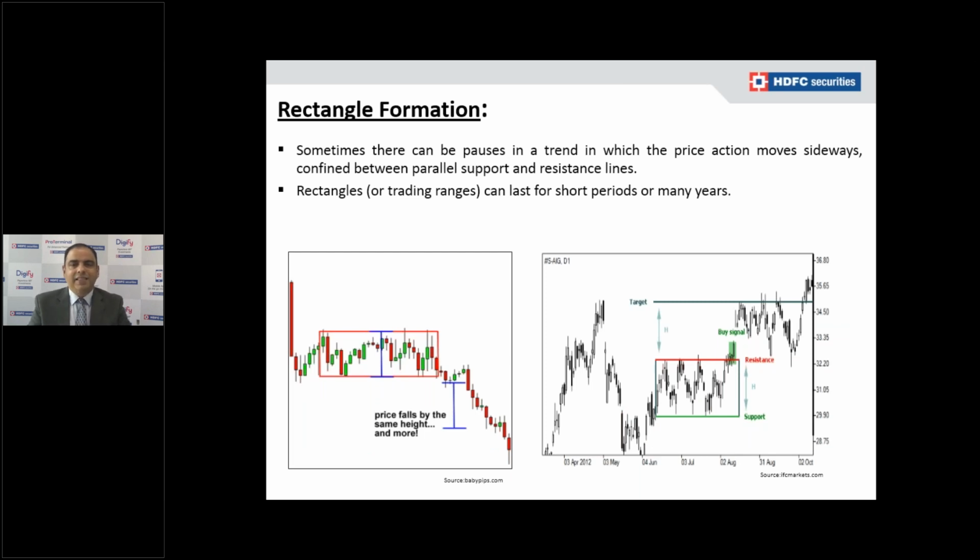In a similar way, the rectangle formation. This is what we call a sideways consolidation, or a range movement, or a rectangle. Rectangle means what? Price moves in a narrow range. Let's say price came down from 150 to 100 level. At the 100 level it took support, moved up, at 105 it found resistance, again came down, found support at 100, again moved up, and 105 is the resistance. The band between 100 and 105 is going to be the rectangle area, and the price moves within that band for some period of time.